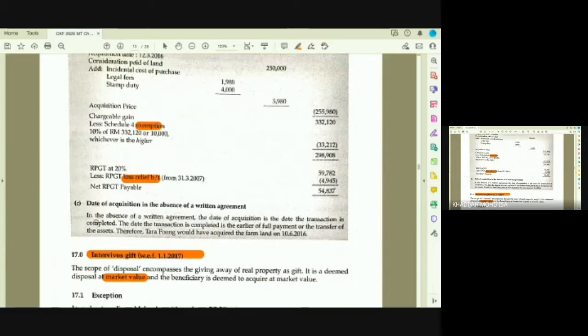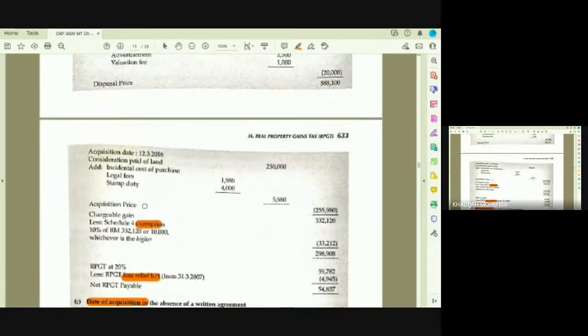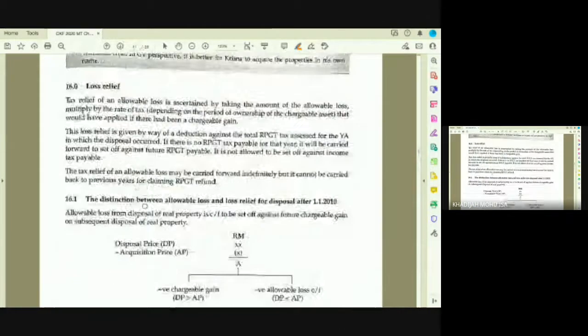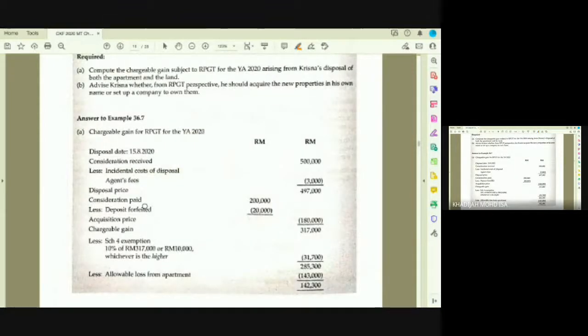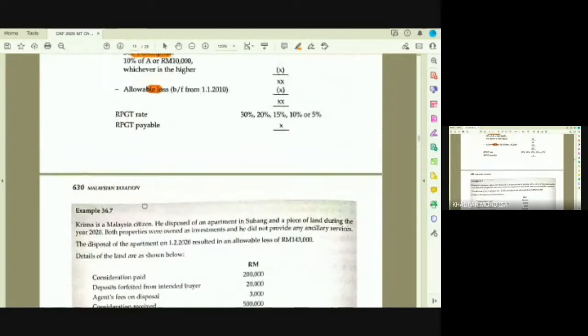All right, talking about date of acquisition. Why is it so important for you to know the date of acquisition? Because in order to determine how long your holding period is, you have to check the date of acquisition. The date of acquisition depends. There are two ways of doing it: whether there's a written agreement or there's no written agreement. If there is a written agreement, then you just base it on that written agreement.